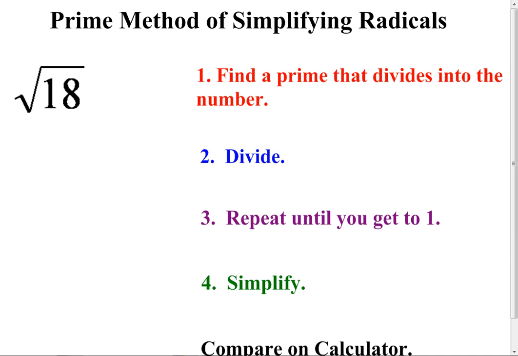I want to find a prime number that divides into the number. We're going to do this really weird. What's the first prime number? Just trust me. 2. Yeah, there's a perfect square that divides into 18. Does anybody know what that perfect square is? 9. Now, that's the way I'm used to doing it. I look for the perfect squares to divide in.